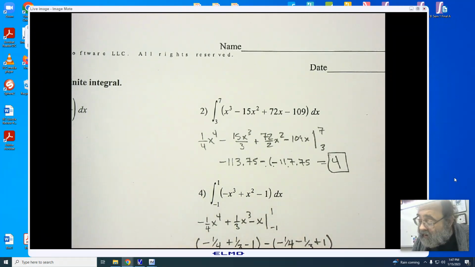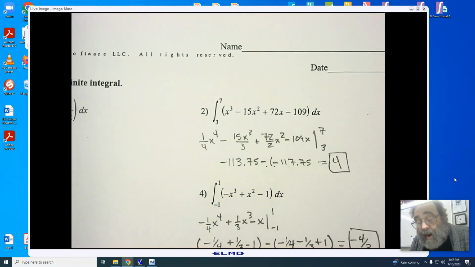And I'm going to put this into my calculator. So negative 1 divided by 4 plus 1 divided by 3 minus 1. Then I'm subtracting negative 1 divided by 4, minus 1 divided by 3, and then plus 1. Hit enter in my calculator, and I am getting negative 4/3. Now we can check our answer to see if we're getting this right.